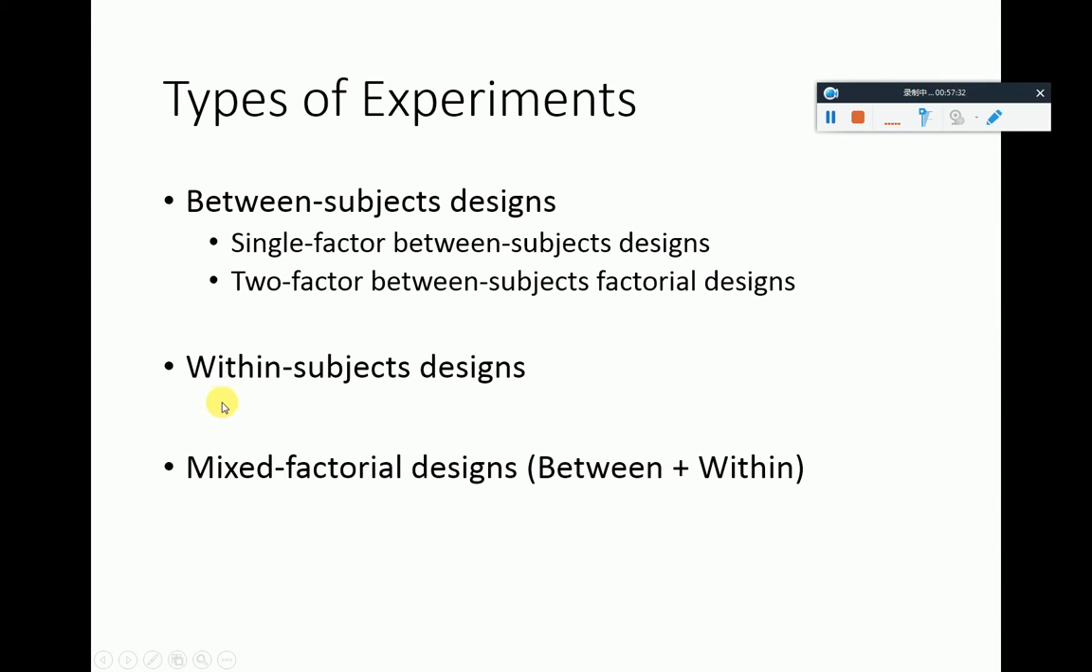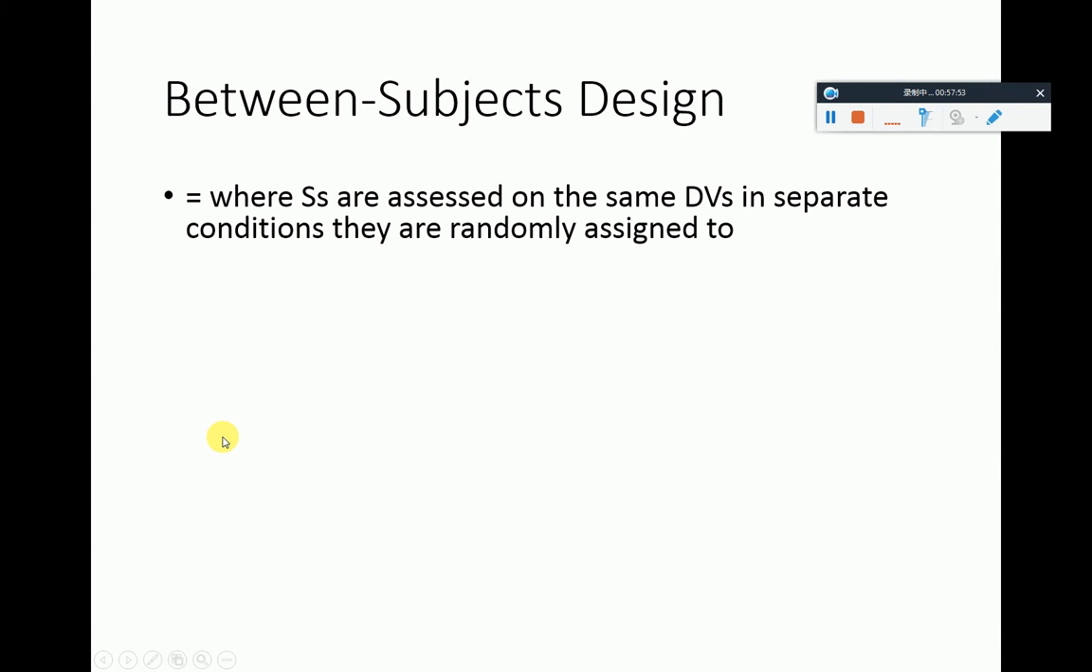That is, as we said, combining between and within subject designs. So because of time and for the purpose of this introductory class, we'll not be talking about within or mixed designs. We'll only be focusing on between subjects designs that have one factor or two factors. Okay? So, in general, a between subject design or between subjects experiment is an experiment in which participants are assessed on the same dependent variable in separate conditions that they are randomly assigned to.